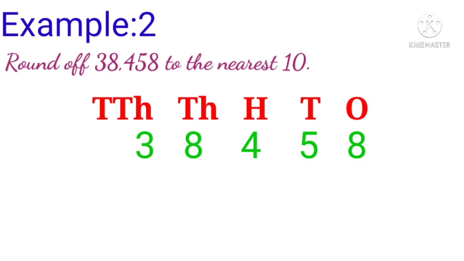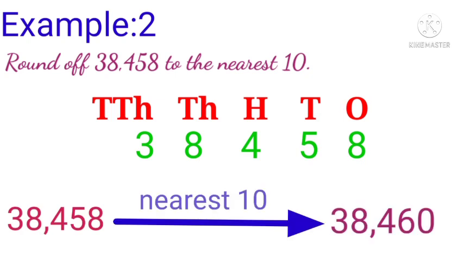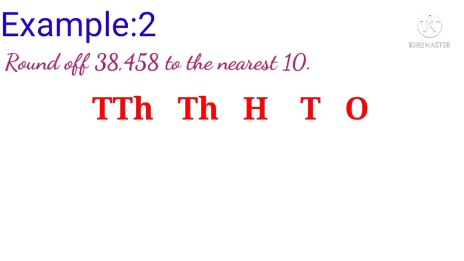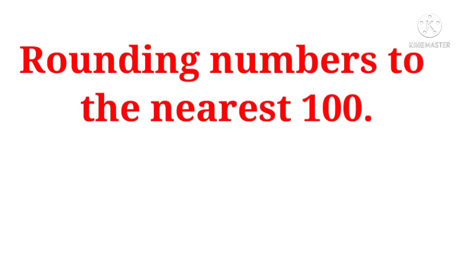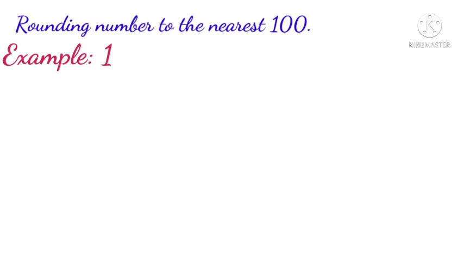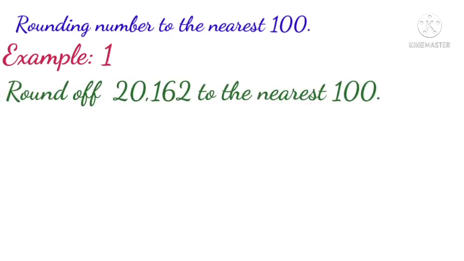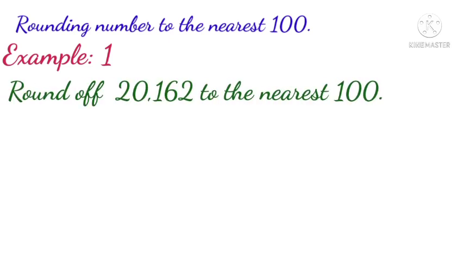So, when we round off 38,458 to the nearest 10, we get 38,460. Now, let us understand the process of rounding the numbers to the nearest 100. Example 1. Round off 20,162 to the nearest 100.